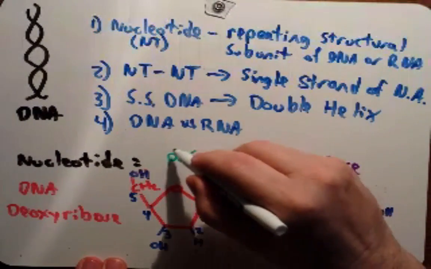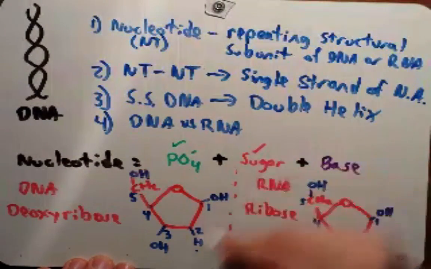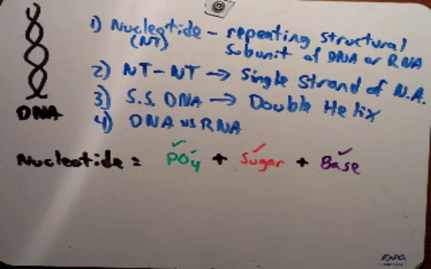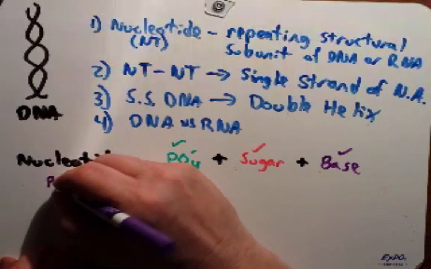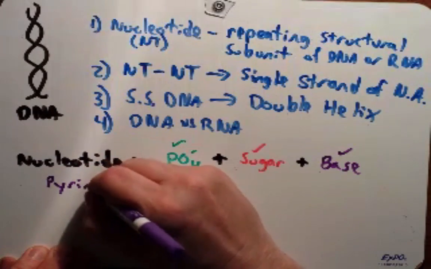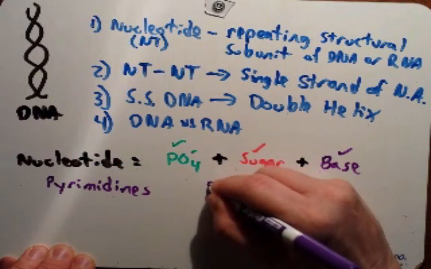Okay, we've talked about the phosphate group. We said it doesn't change between DNA or RNA. And we just talked about the sugars and talked about how that's different between DNA and RNA. Next, let's talk about the bases. And in doing so, I'm going to erase our sugars here. And the bases can either be pyrimidines or purines.